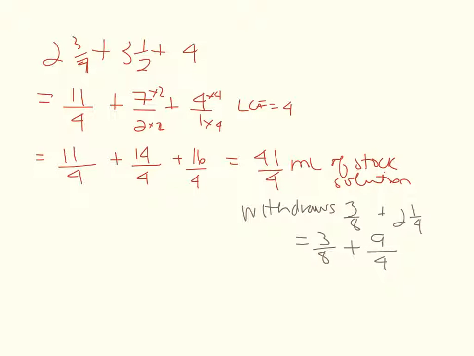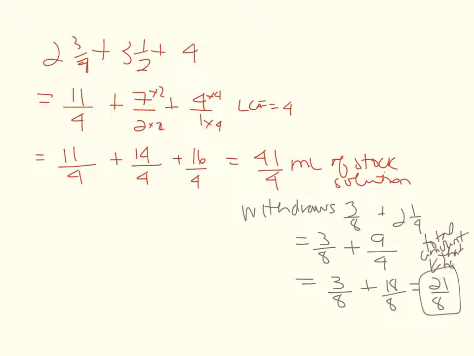9/4. The lowest common factor here is going to be that 8, so we're going to have 3/8 plus 18/8 is equal to 21/8. So the 21/8 is the total amount that has been withdrawn. Okay, running out of space, I'll write it as withdrawn.